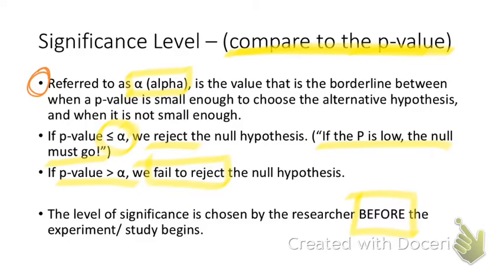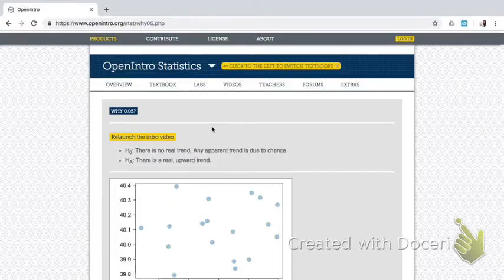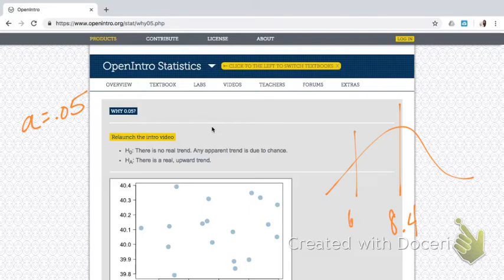So what you're going to do is, typically, in most experiments that you see, the alpha level is set at 0.05. And essentially what that means is you have a 5% chance of getting your sample. So our sleep example, 8.4, we got 6.25.